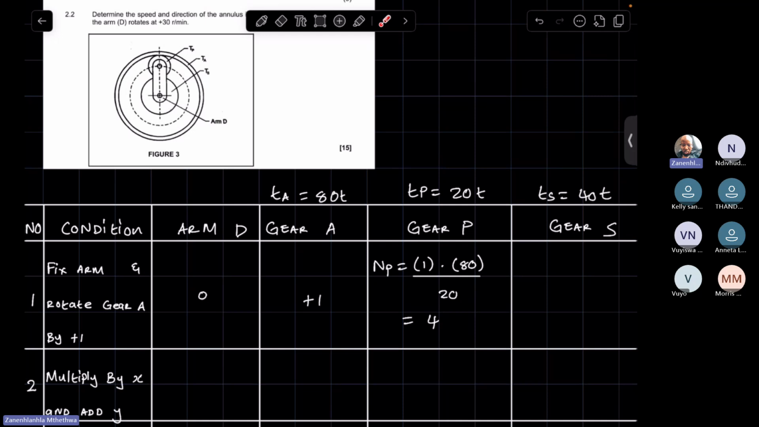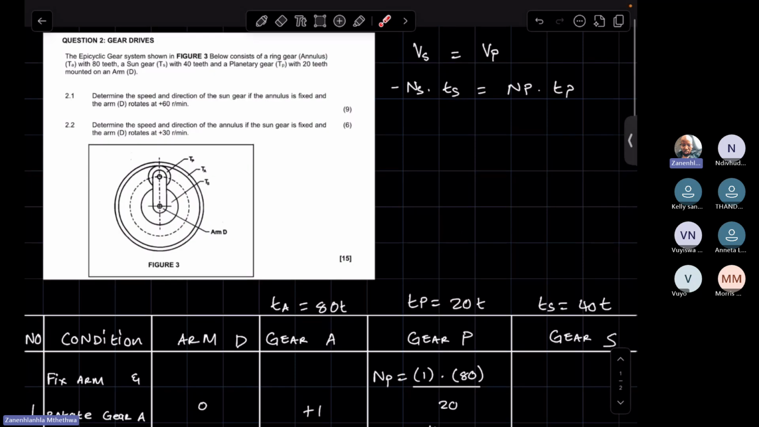Bearing in mind that whichever gear that meshes with the annulus rotates in the same direction as the annulus, seeing that the annulus is rotating clockwise, it means the planetary gear that meshes with the annulus is also rotating clockwise. That is how clockwise was established here. Are we clear?